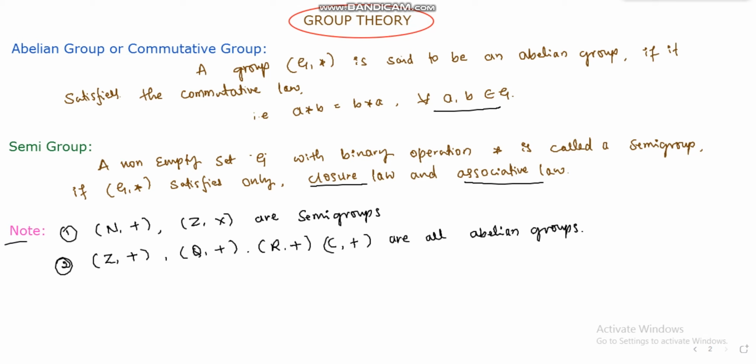The second point: addition of integers, addition of rational numbers, addition of real numbers and addition of complex numbers are all abelian groups, because these four satisfy the commutative law, that is, a star b is equal to b star a for all a, b belongs to G.